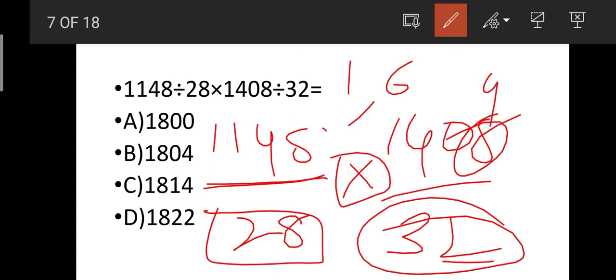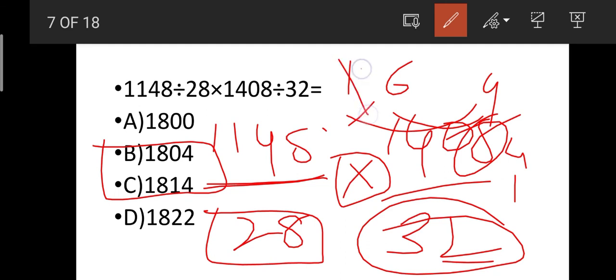If we have multiplied 1 with 4, then our answer should be ending with 1. Or else if we have multiplied it with 6 into 4, then our answer should be ending with 4. If we observe the options now, there are only 2 options which are ending with 4, but there is no option which is ending with 1. So we can't take this.